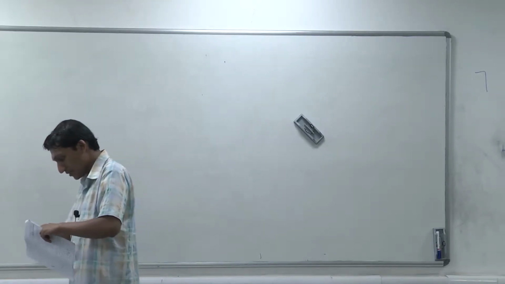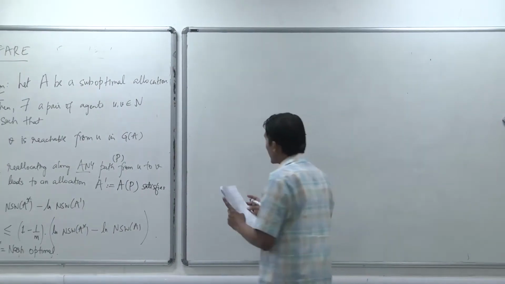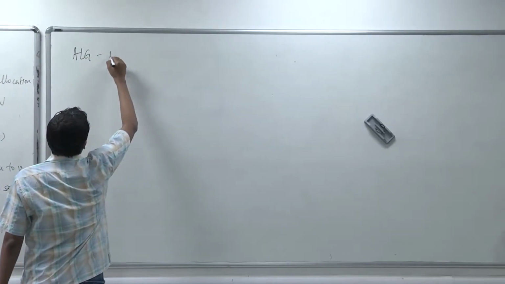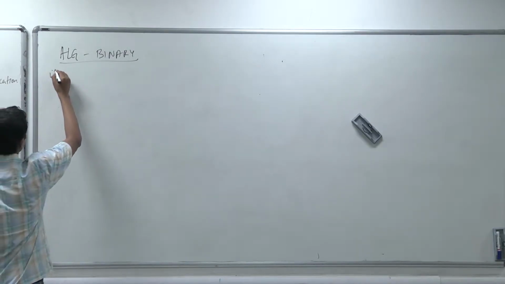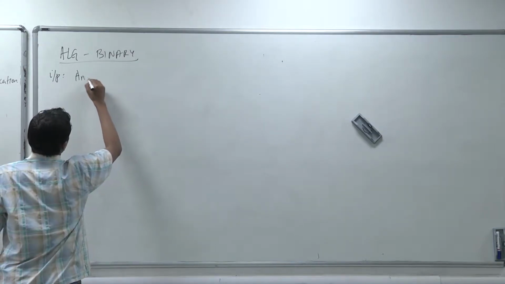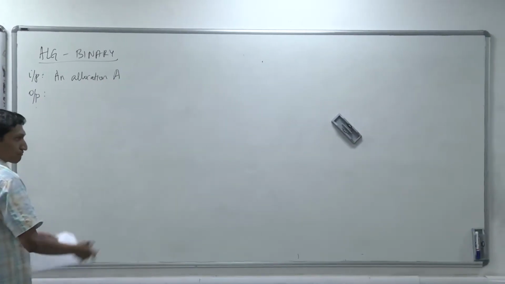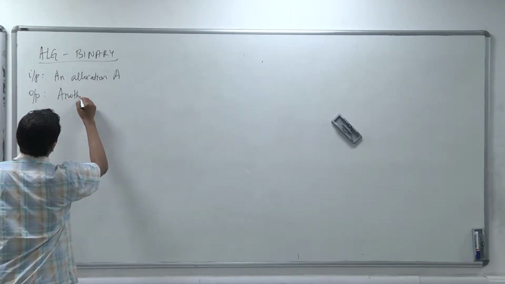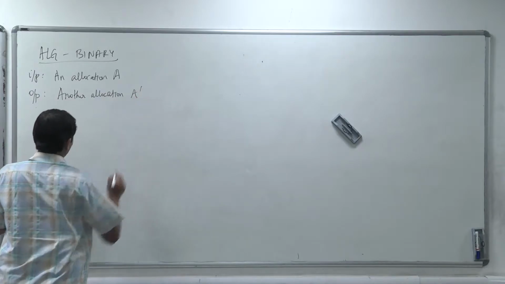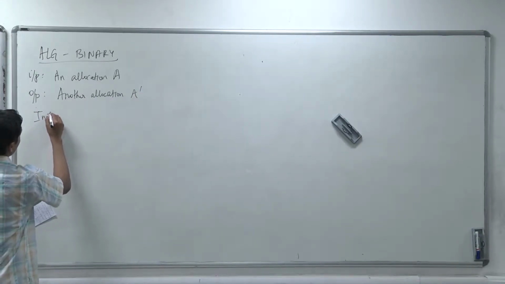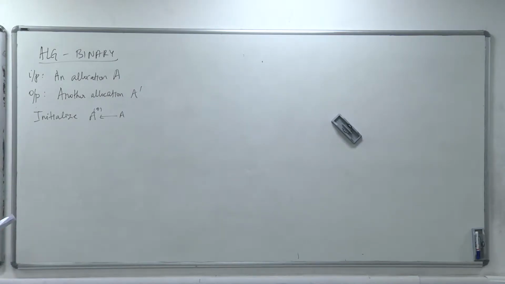Okay, I'll proceed. I think that once you know this lemma, the algorithm almost writes itself. I'll call it Alg Binary, because of binary valuations. The input is some allocation, perhaps a suboptimal allocation A. The output is another allocation, A prime, say. The steps are that first, it's an iterative algorithm. We initialize some A0 allocation to be the original allocation.